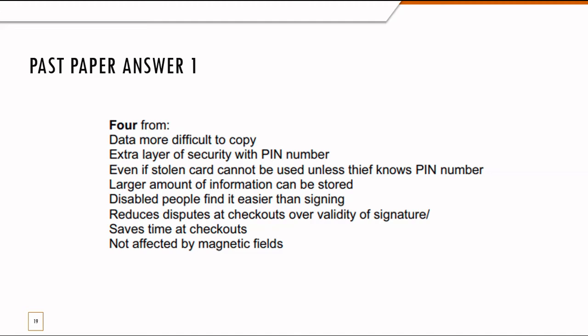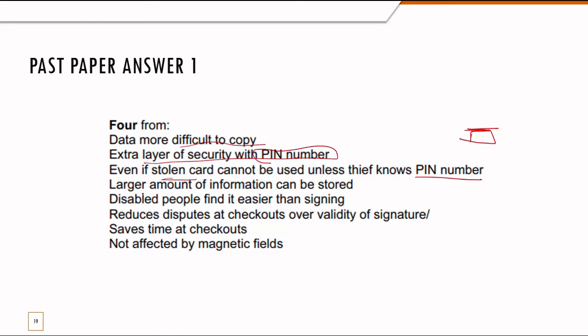A chip and pin is more difficult to copy, so there is less chance of theft, and there is an extra layer of security because it uses a pin number. Even if it is stolen, the thief will not know the pin number, so it cannot be used. Unlike a magnetic stripe, which can just be swiped, so anyone can use it.